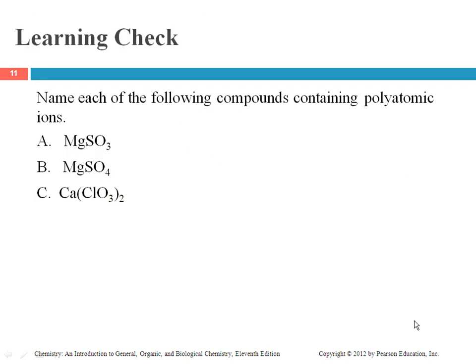The best way to understand this is to keep practicing. It's the same idea as before, it's just a little bit different. We're not ending with -ide, and we've got to use our polyatomic ion chart. So let's go from here.